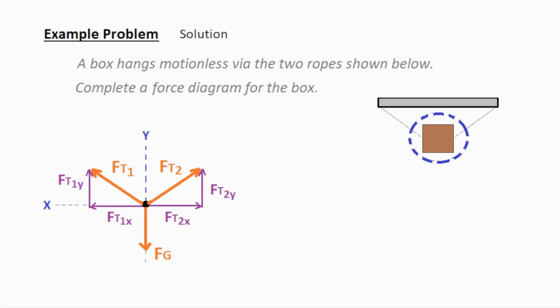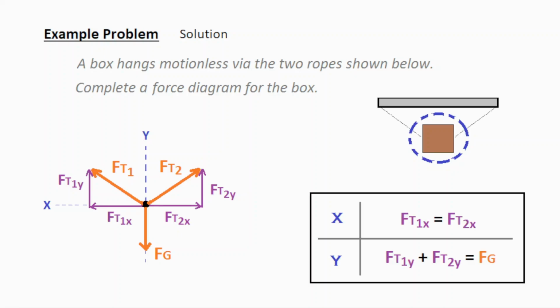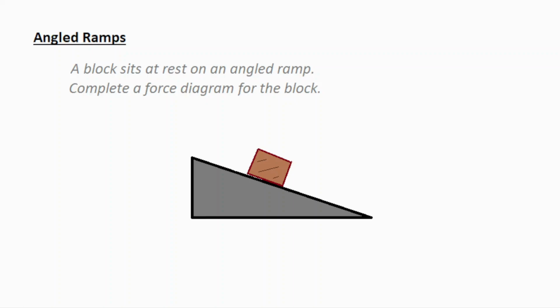Ft1x and Ft1y are directed to the left and upward, respectively, and Ft2x and Ft2y to the right and up, respectively. Now I can write my dimensional equations. I am again comparing left to right and up to down. Ft1x is balanced with Ft2x to explain the lack of horizontal motion, and the 2 upward forces, the 2 y components, should be added together, and they are balanced with the downward gravitational force to explain the lack of vertical movement. Next, let's look at a situation that involves an angled ramp.